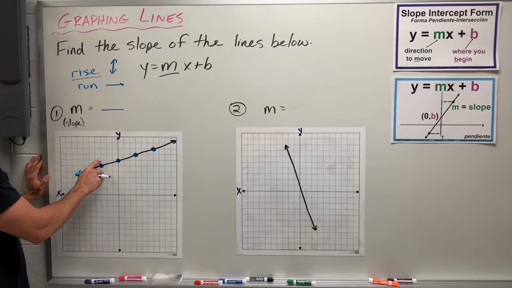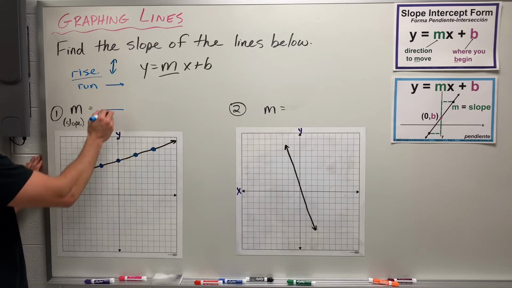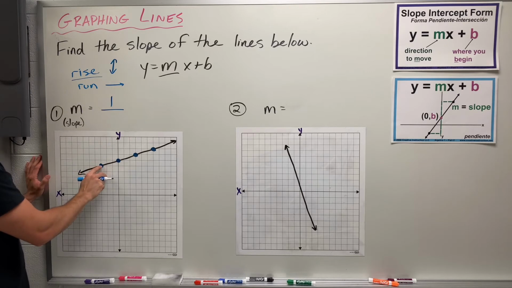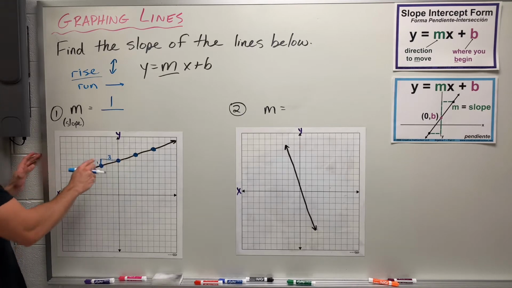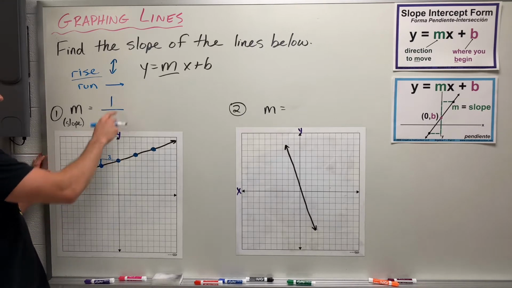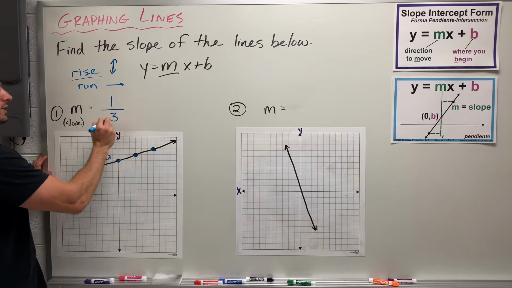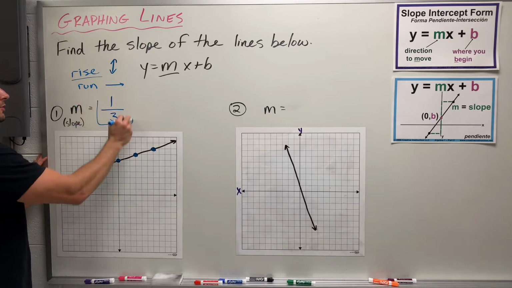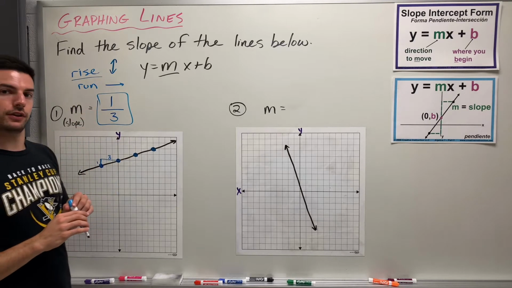So this one goes up one. That's all it goes. I know it goes to the right too, but just for my rise, from this point to this point, it just moves up one space. So my rise would be one. But then it moves to the right one, two, three. Do you guys see that? And so if it's moving up one, that's positive one, and then right three, that's positive three. My slope, or my m value, would be 1/3 for this one, okay?